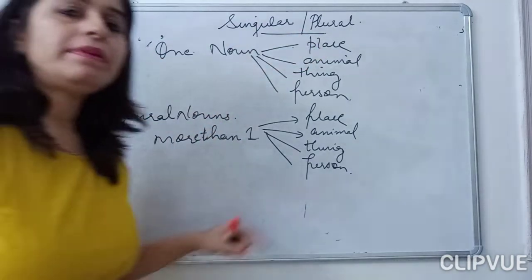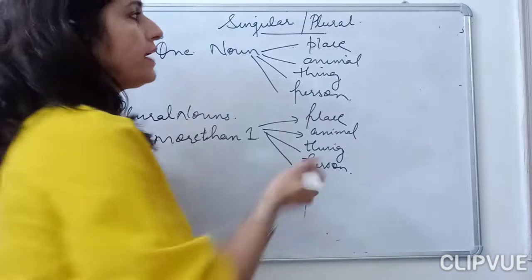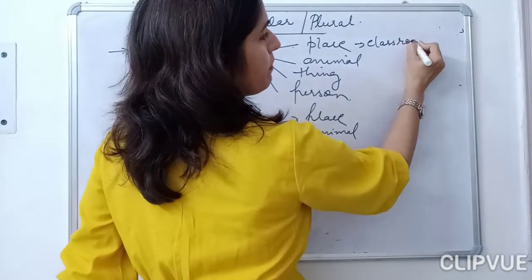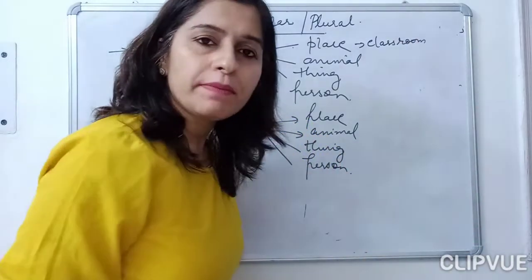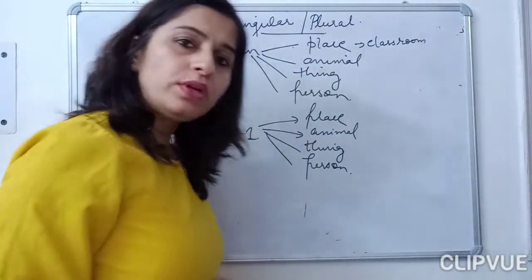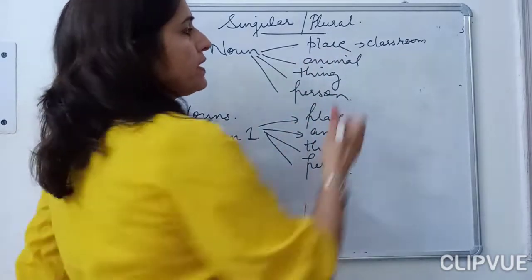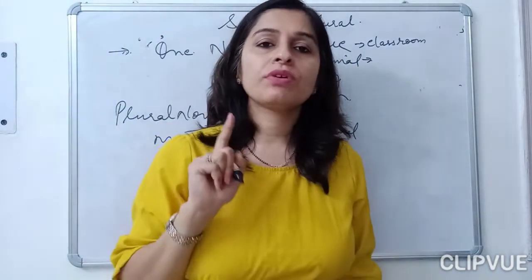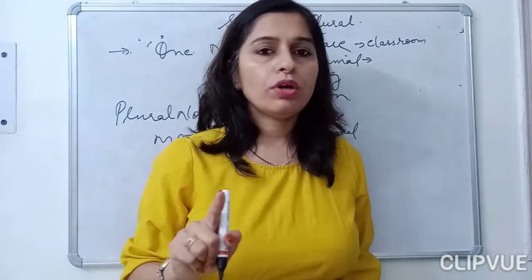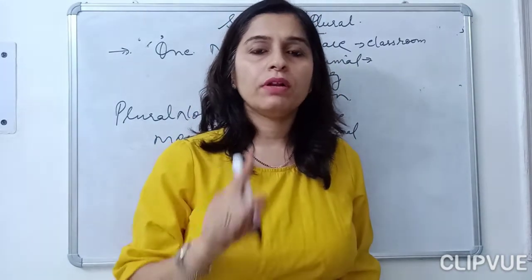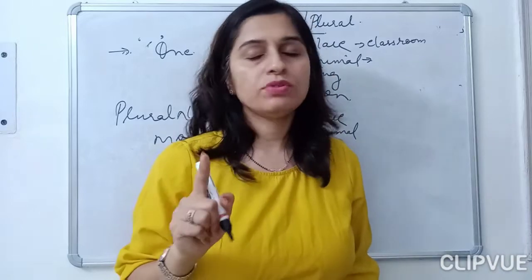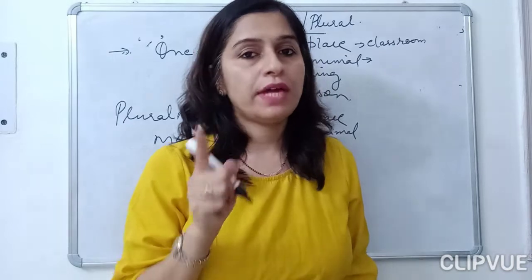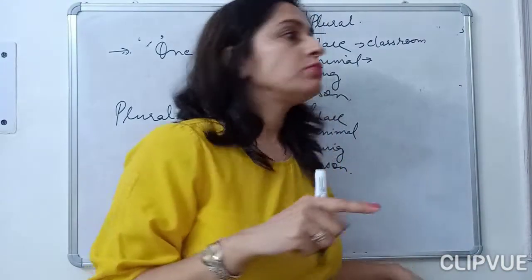Let's take an example, children, of how it happens. Suppose for place, I say classroom. Classroom is a place, house is a place, home is a place, kitchen is a place, school is a place. Then I am not talking about countries or cities or states, children, because they cannot be changed into the plural, because they are proper nouns. Proper nouns cannot be changed into the plural. They are one of their kind. So that is why we are talking about common nouns.